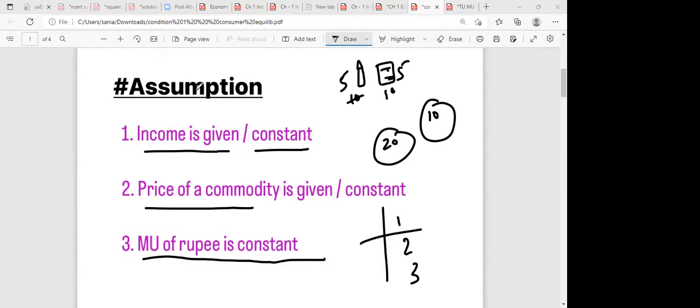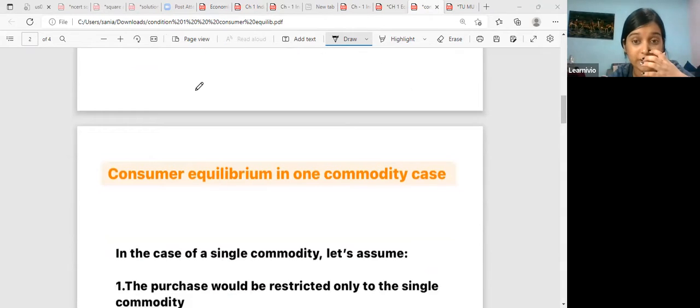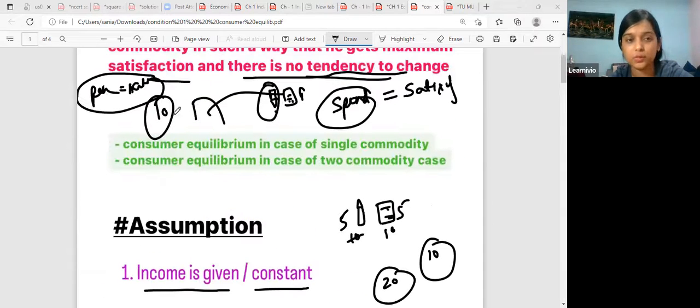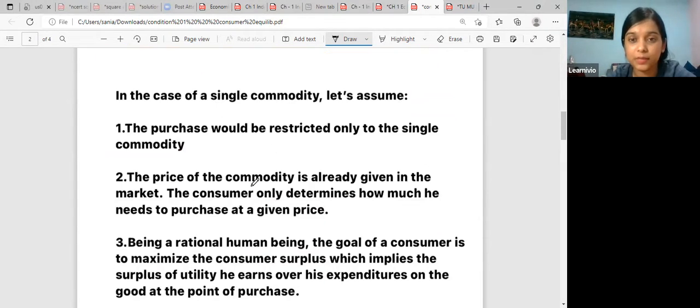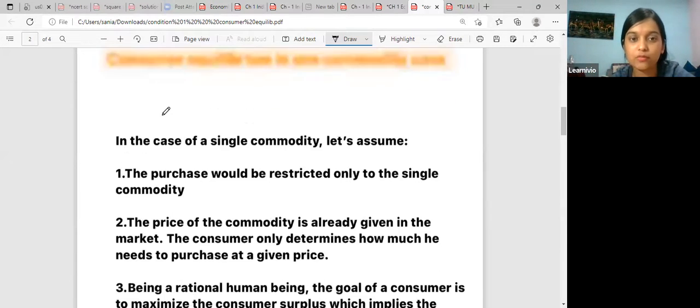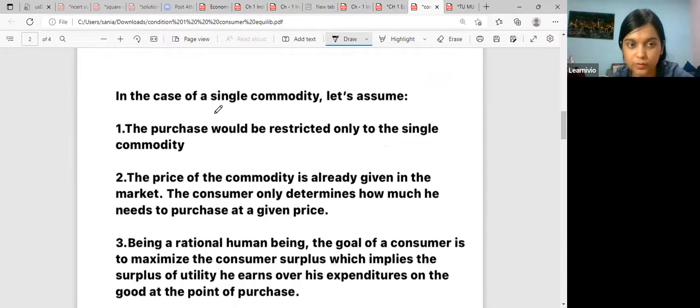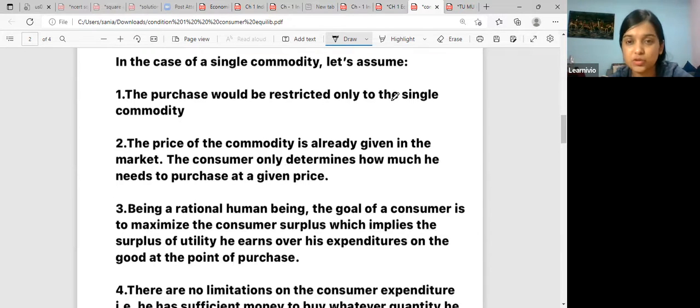Good. Now, listen to it very carefully. We have two things. One is consumer equilibrium in case of a single commodity, and two is two commodities. First we will cover consumer equilibrium in the one commodity case. When you are going to start it, of course you have some assumptions, right? So in case of a single commodity, let's assume a few things.